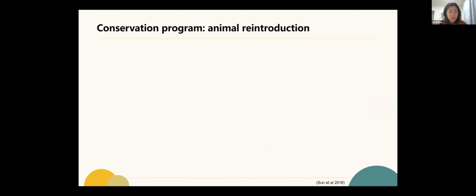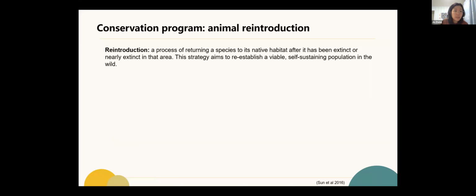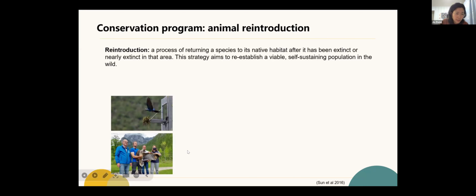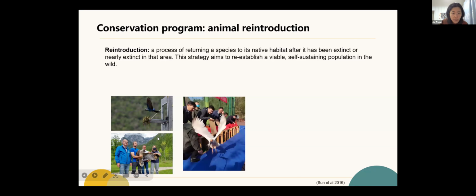And then after this, we are considering a conservation program about annual reintroduction. So what is reintroduction? Reintroduction is the process of returning a species to its native habitat after it has been extinct or nearly extinct in that area. The strategy aims to re-establish a viable self-sustaining population in the wild. Reintroduction has been applied in many endangered species and in different countries, and we also did that with the crested ibis in China.